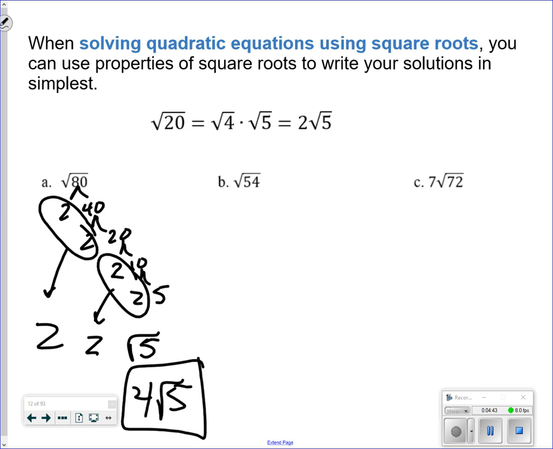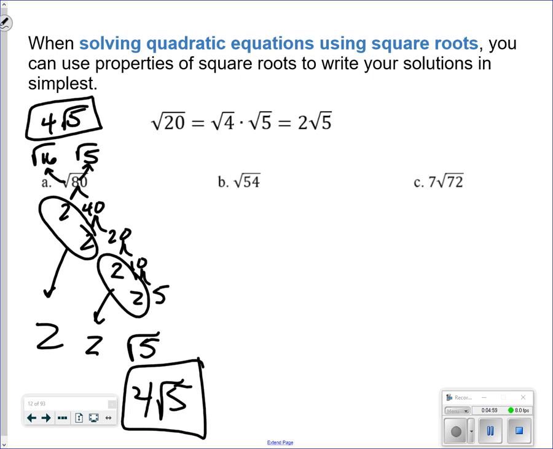Now the book would tell you to do it this way. 80 is 16 times 5, and since 16 is a perfect square, you end up with 4 square roots of 5. So they break it down to its perfect roots.